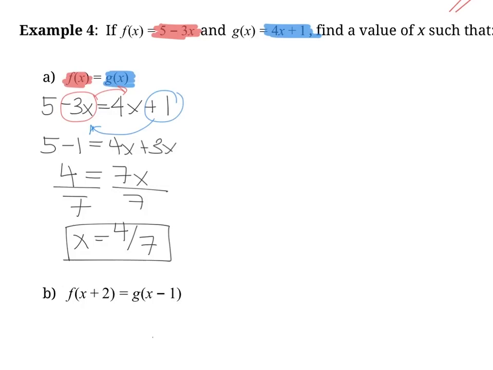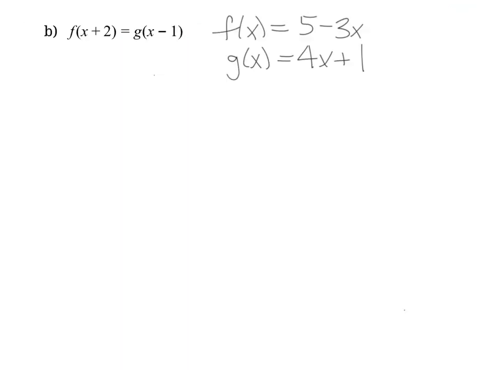So what this really means is that these two functions are equal to each other when x is equal to 4 over 7, which means that this is the point of intersection. Let's take a look at the last example. Challenge yourself and try to do it on your own. See if you can pick out pieces of this that you could solve on your own, and then come back and check your answer.